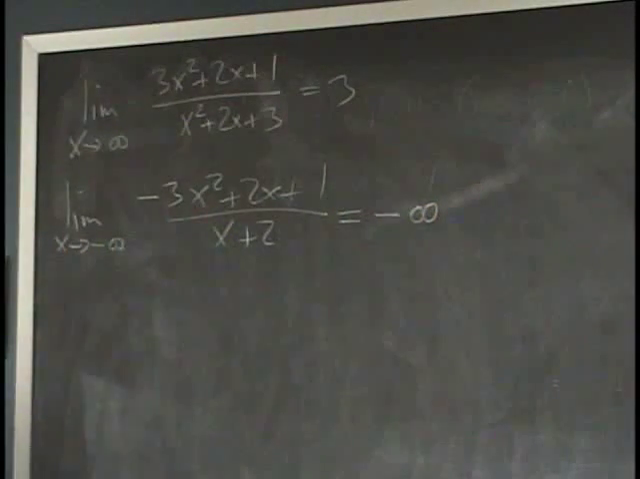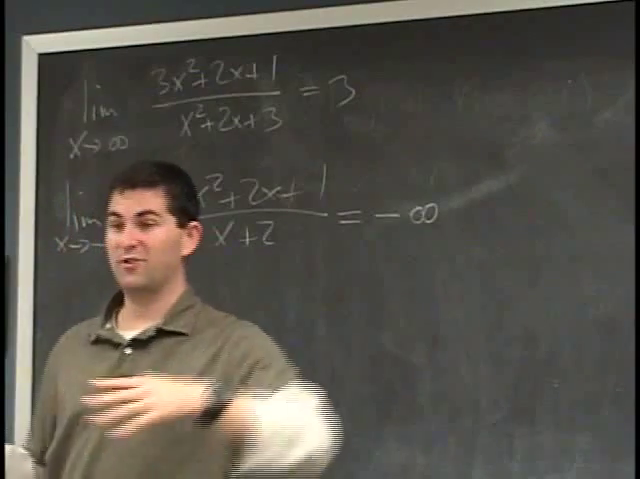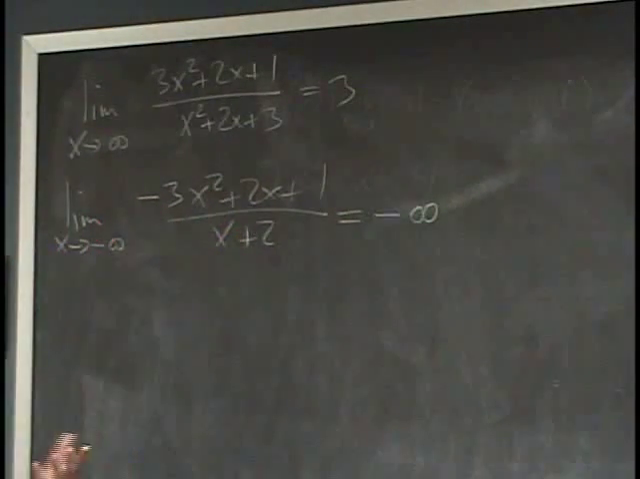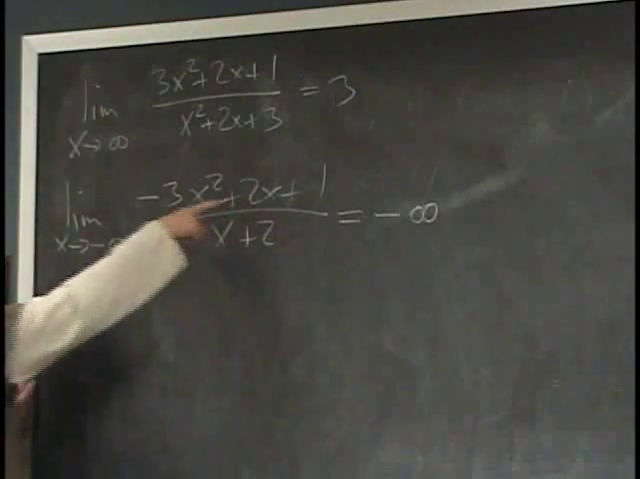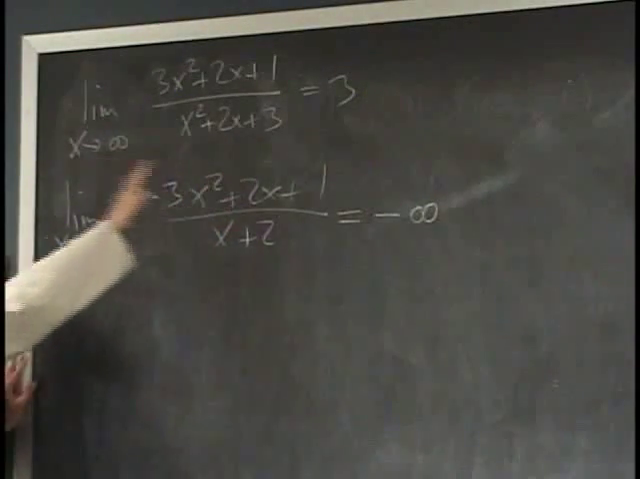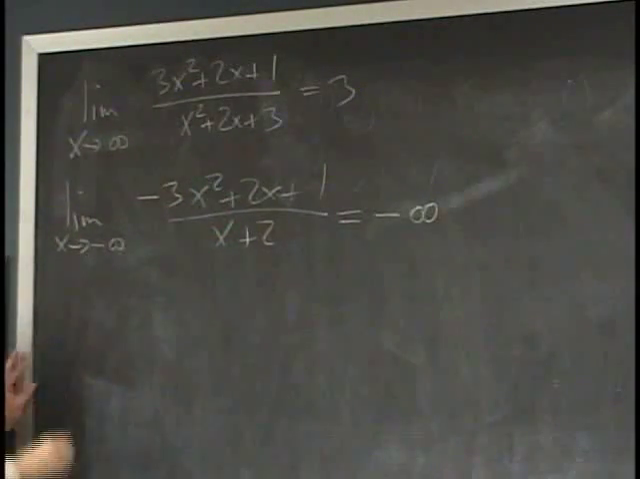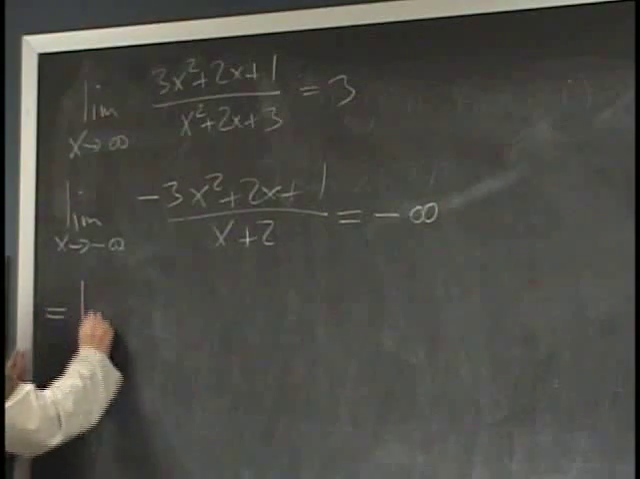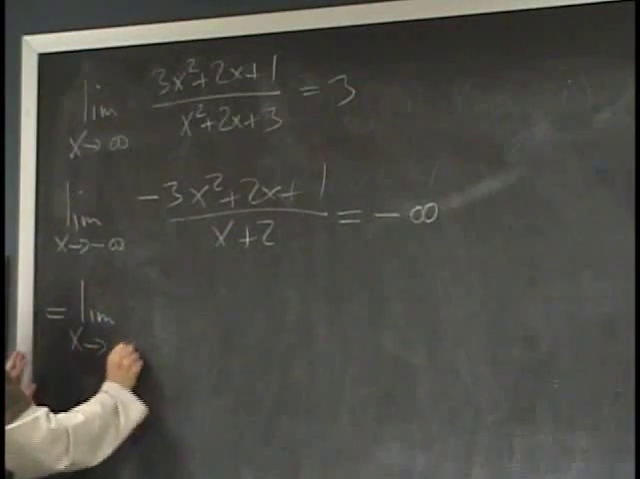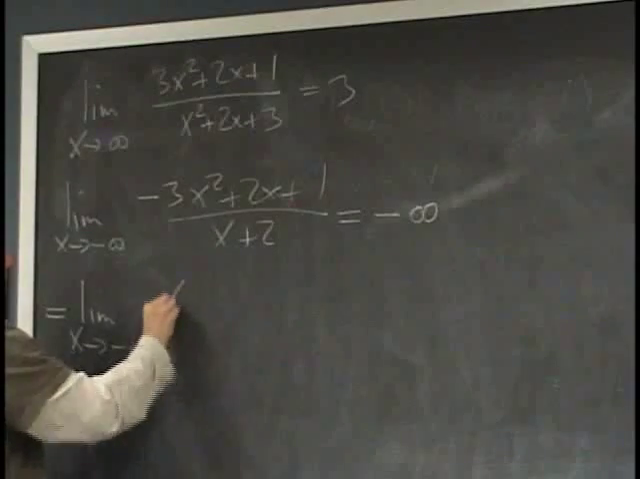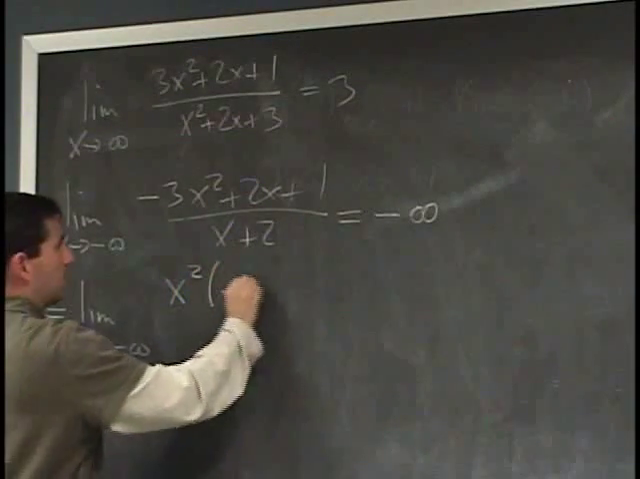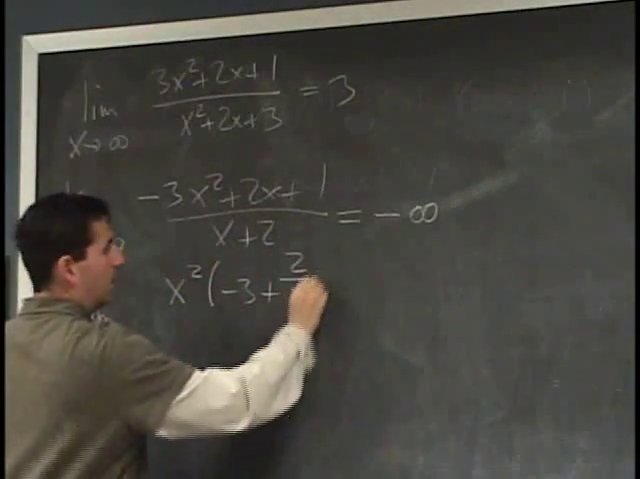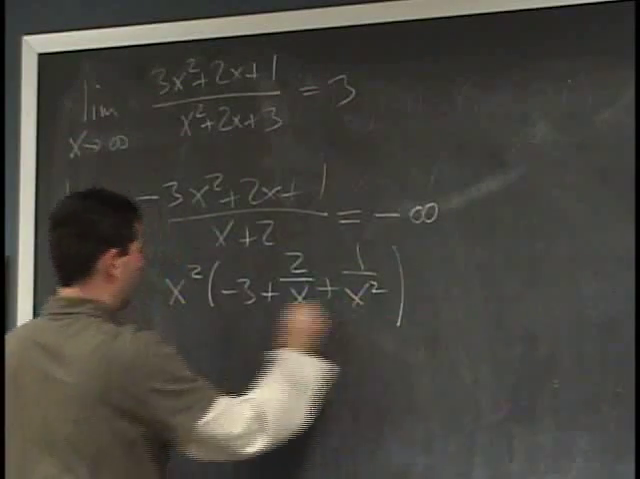Okay? Now, if you want to write that out, you don't want to just leave it to chance that you got the right answer just by looking at it. What do you do? You start factoring things. You factor the highest power term out. When you do that, what do you get? Up top, you're going to get x squared times minus 3 plus 2 over x plus 1 over x squared.